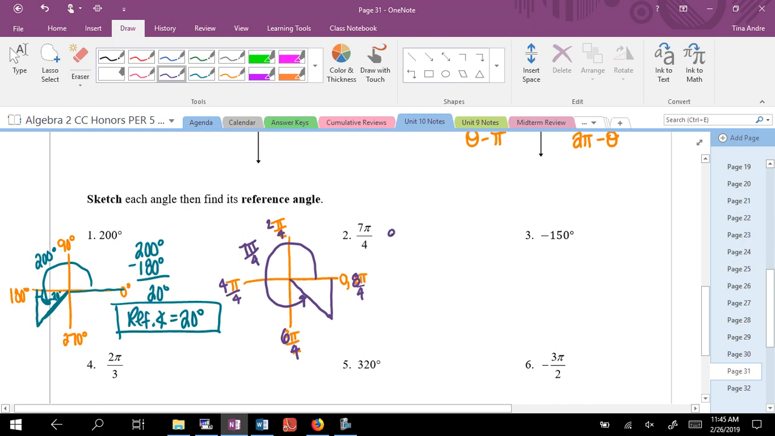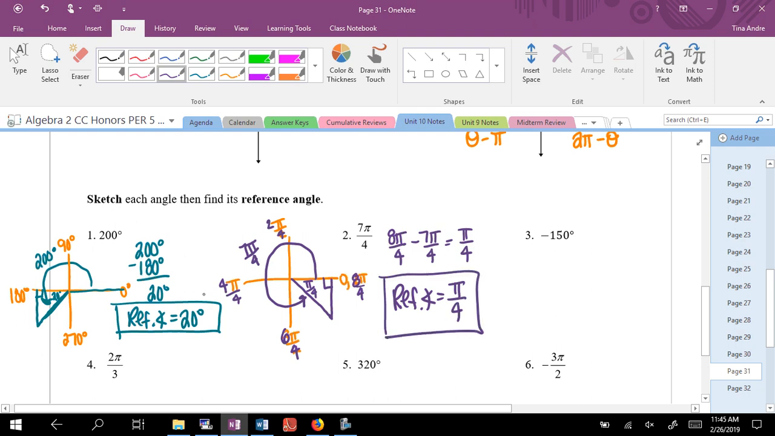So I'm going to do 8 pi over 4, subtract off the 7 pi. So we have this whole thing minus the 7 pi over 4. That leaves me with pi over 4. So this is going to be pi over 4. And I'm just going to write my reference angle is pi over 4. And remember, it's always the angle that's touching the x-axis.